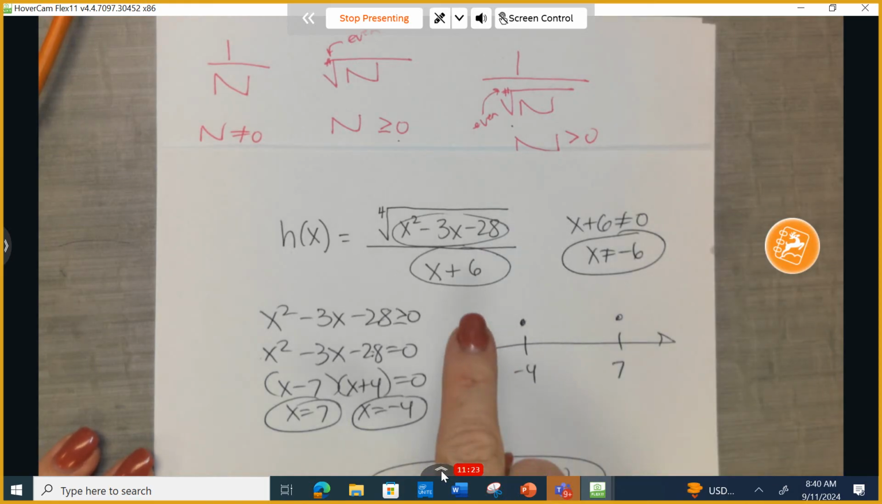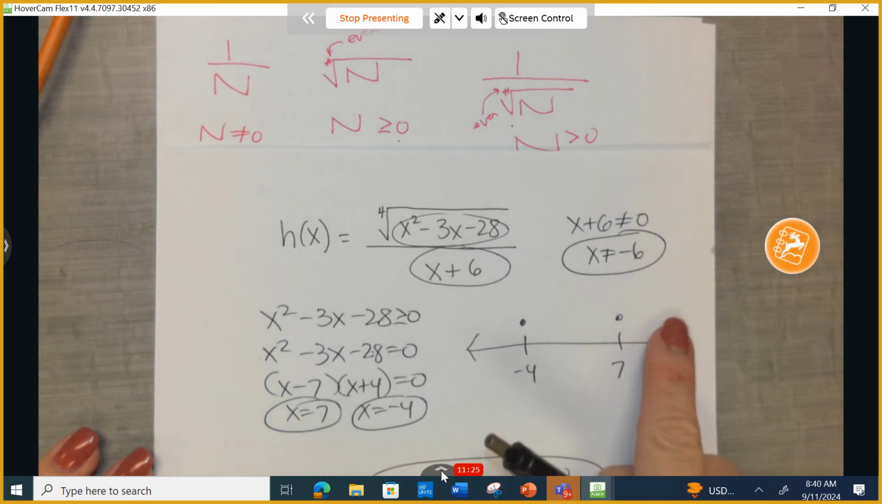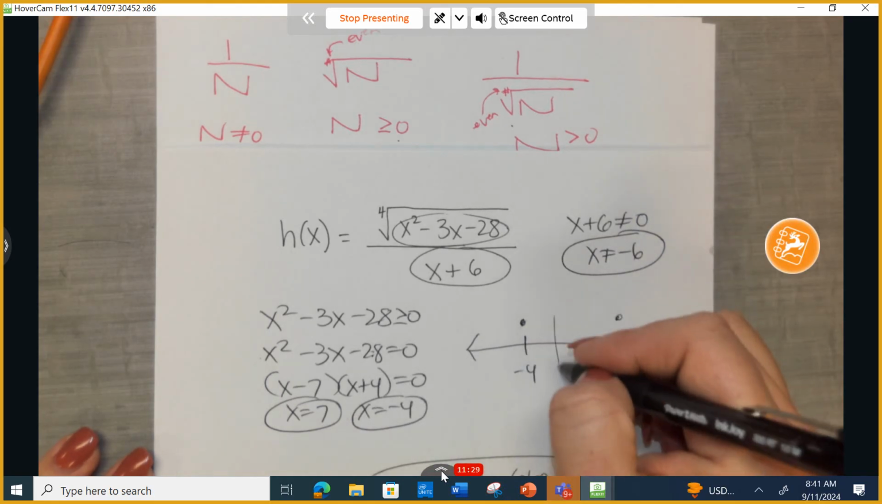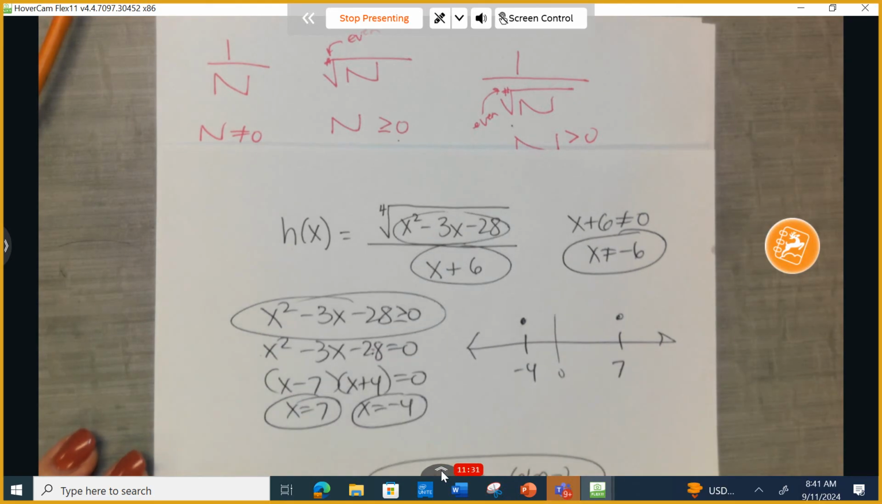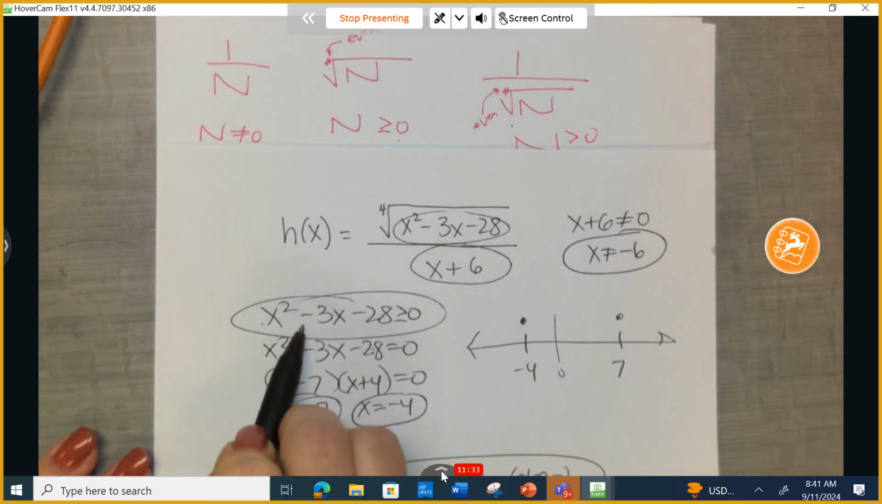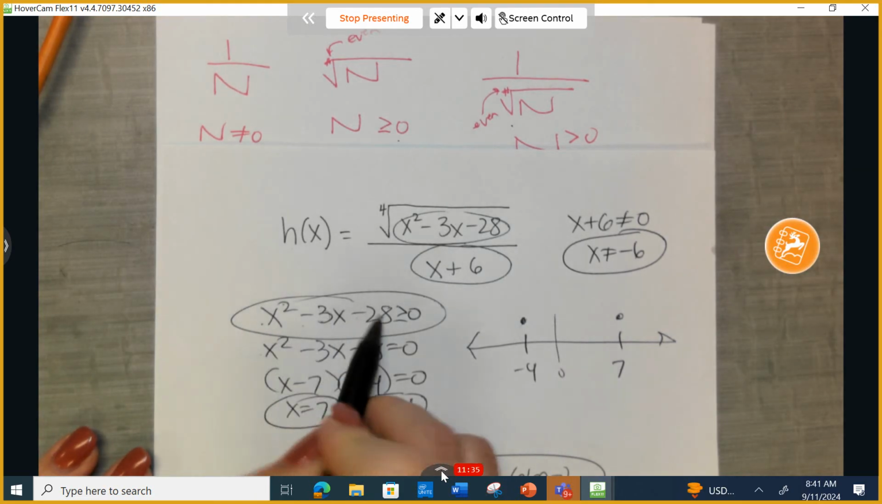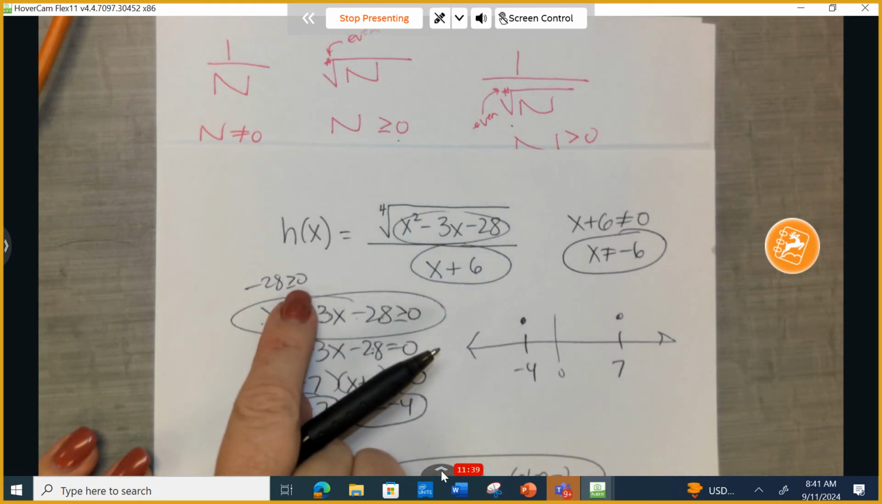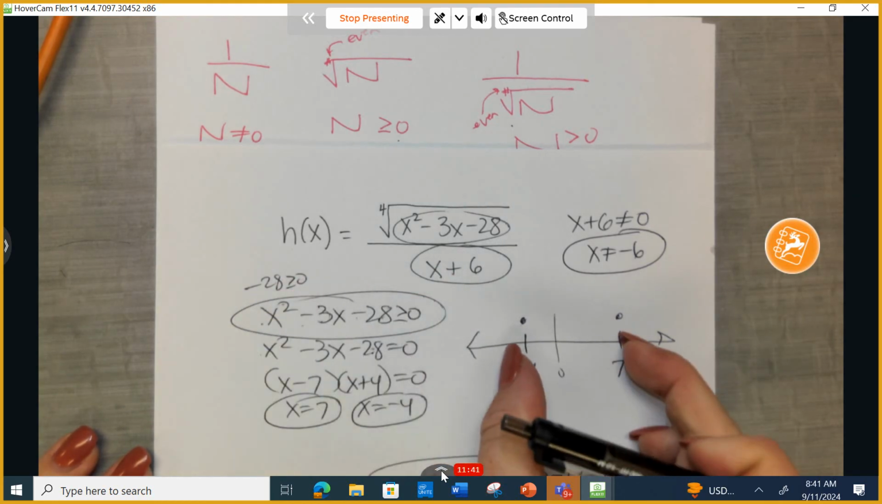And now I decide, do I shade to the left, to the right, or do I shade in the middle instead? So I'm going to choose 0. I'm going to plug 0 back into this inequality statement. 0 squared is 0. Negative 3 times 0 is 0. So I have 0 minus 28. Negative 28 is greater than or equal to 0. Is this a true statement? The answer is no. That means this whole region is no.